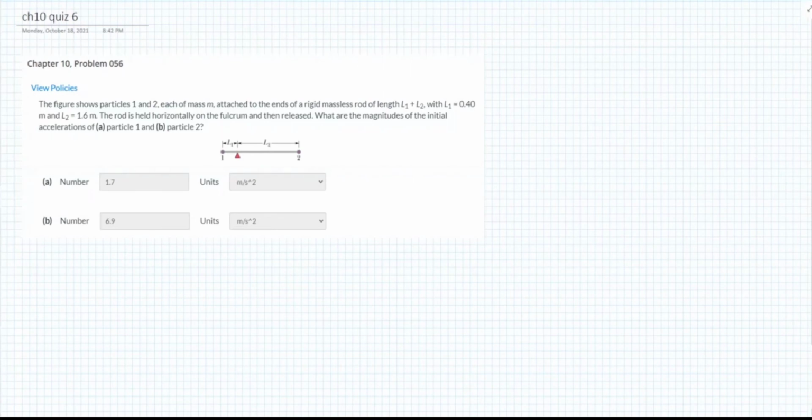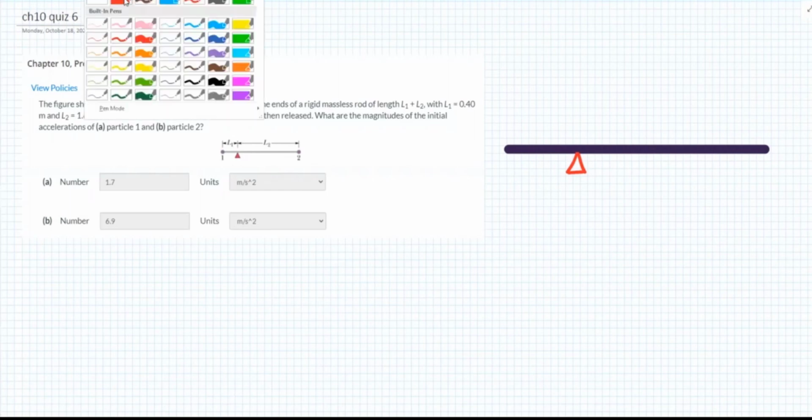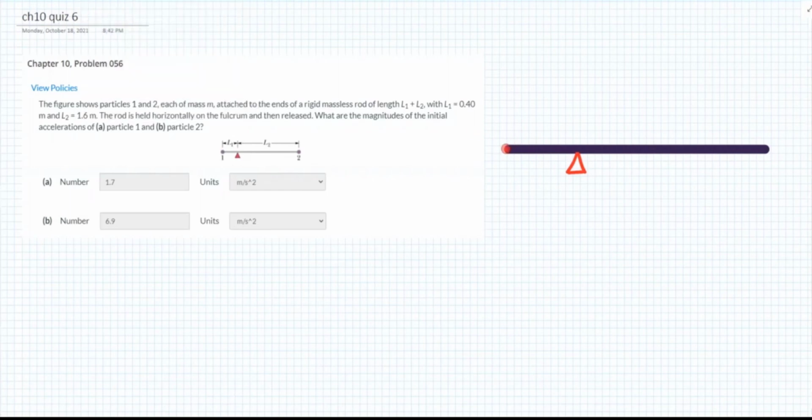Here's my bar. Just draw a thick line for my bar. Here's my fulcrum, my pivot point. Okay, and then I have particles, each of mass m. So I have a particle on the left side and a particle on the right side, and they each have the same mass m. M for you, m for you.